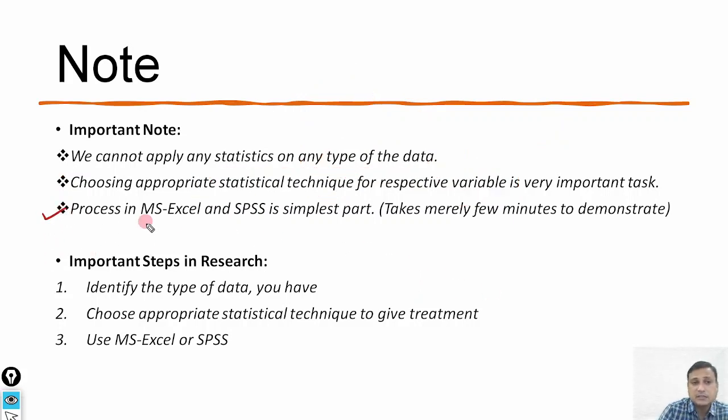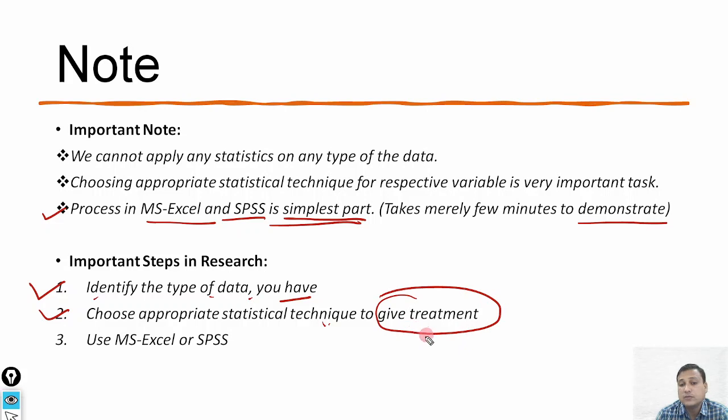And finally, the last important note is that the process in MS Excel and SPSS is the simplest part, because it takes only a few minutes to demonstrate whole statistics and econometrics. So understanding the data, the variable and the statistical technique is the important part. What are the important steps in research according to me? First, identify the type of data you have, choose the appropriate statistical technique to give treatment, and then, who gives the treatment?